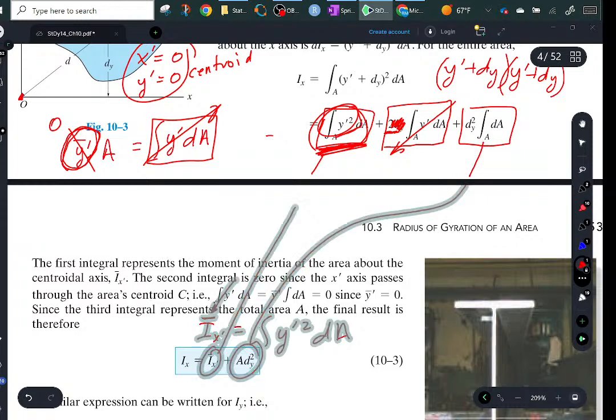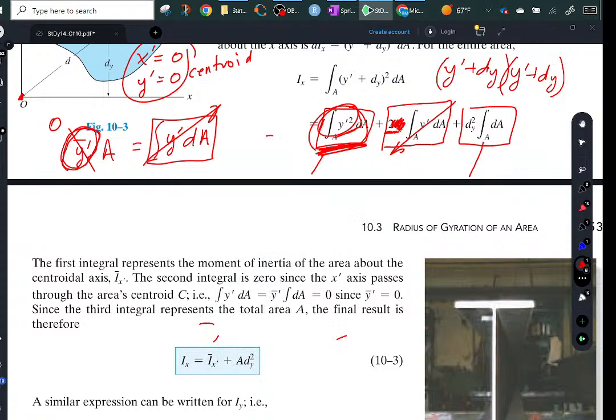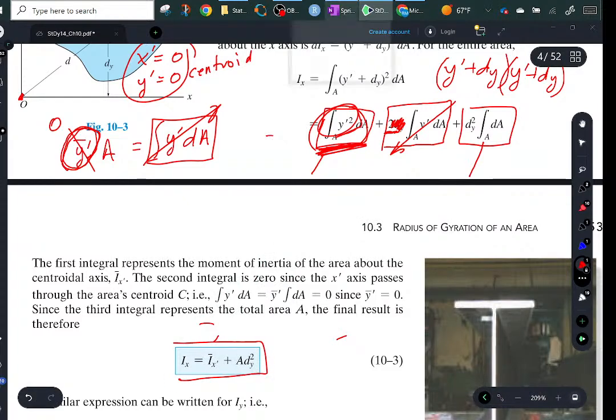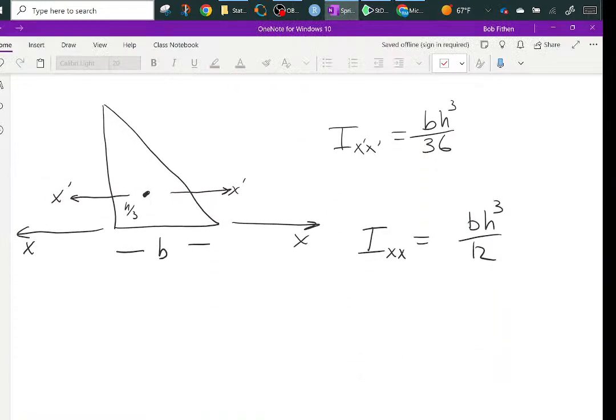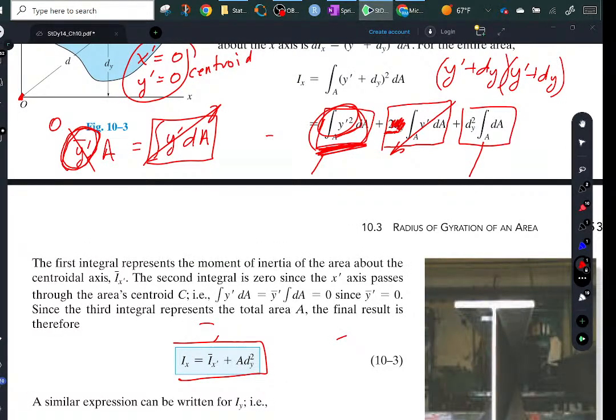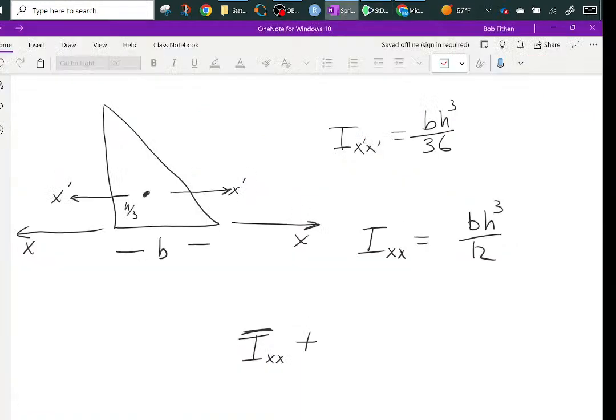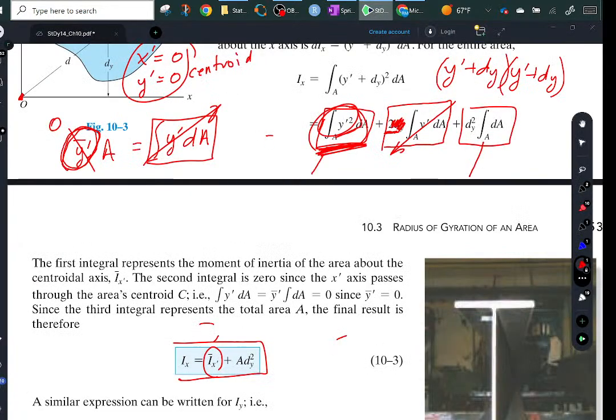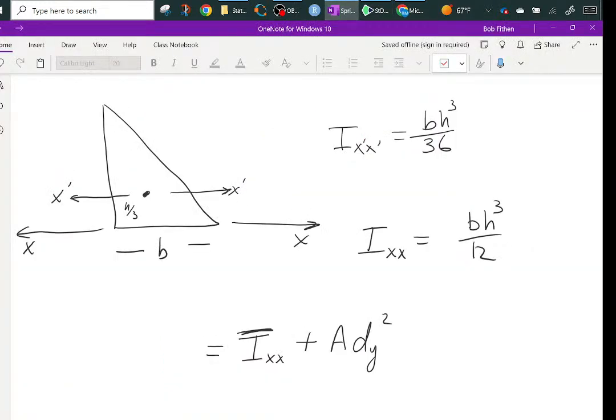So let's look at this in action then. We're just going to use this on our particular problem. Okay, so what I'm going to do, I'm going to say I bar xx about the centroid plus, let me go back to it. Okay, so I got this term right here. Now, of course, I'm putting the extra x on there just because I do that. Okay, then the area times dy squared, and that is the second moment of the area of a new location.